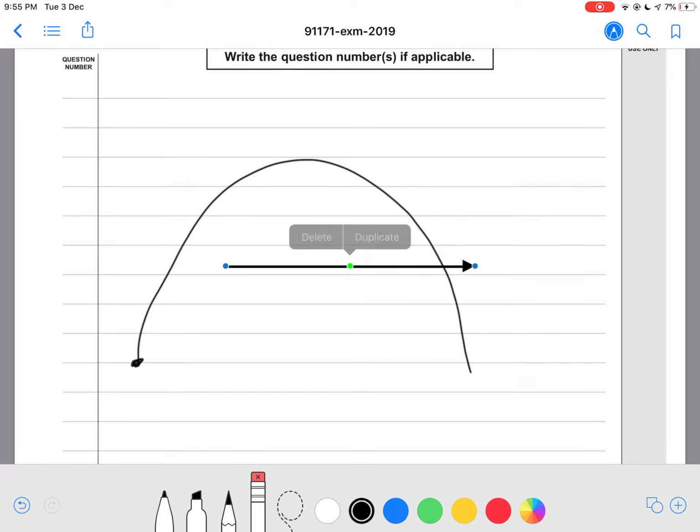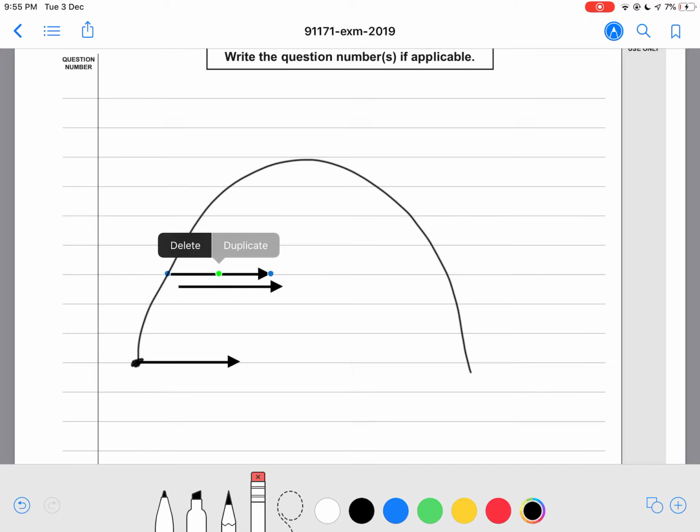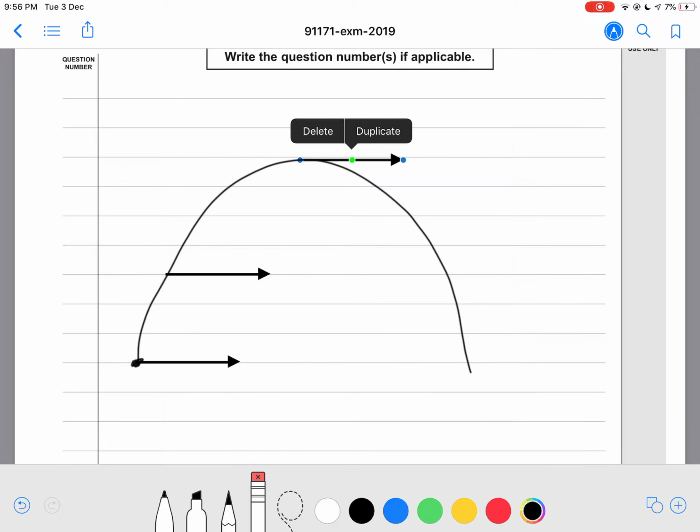Alright, so it's going to start out with an initial horizontal component and an initial vertical component. However, we established that the horizontal component will remain the same throughout the whole flight. So basically the length of the arrow representing the horizontal component is going to be the same throughout the entire flight. Okay, so we're going to duplicate again. At the max height, it's still going to be the exact same as when it started the flight. Duplicate.